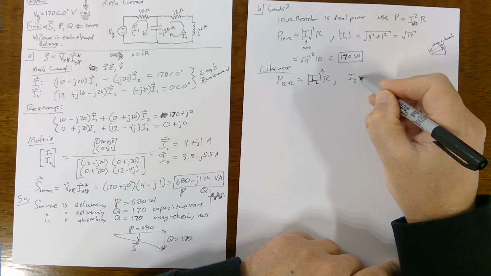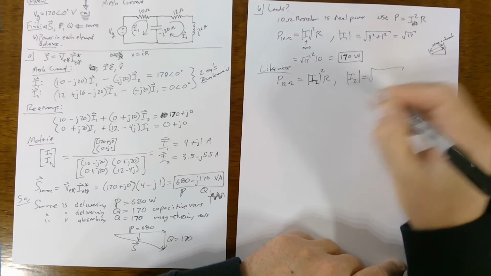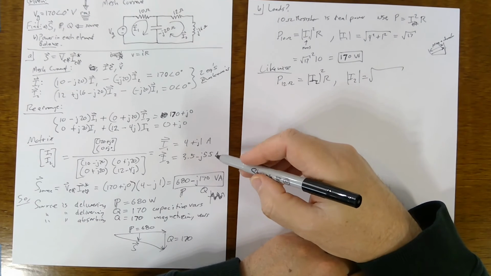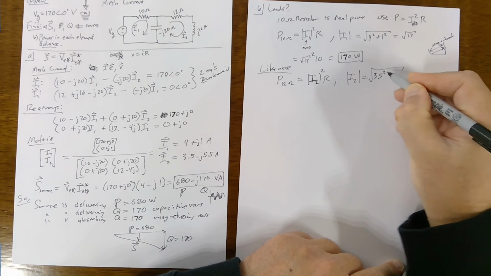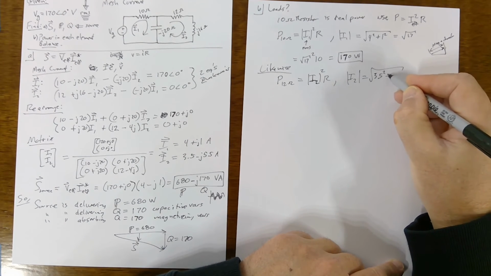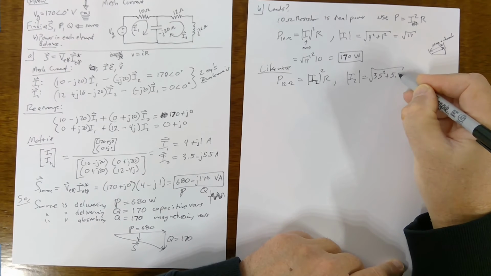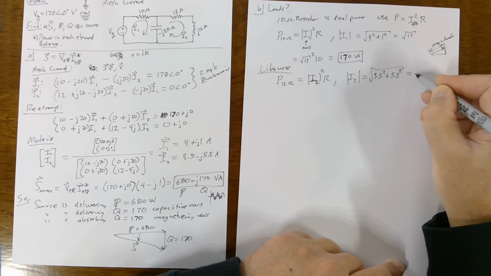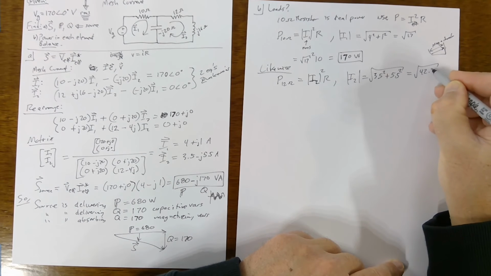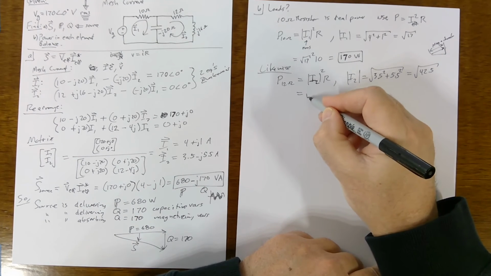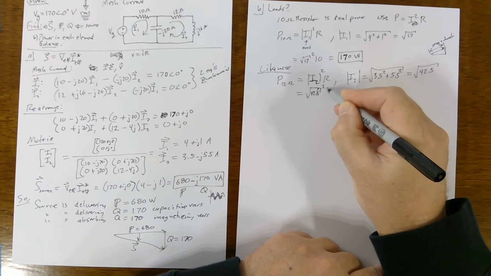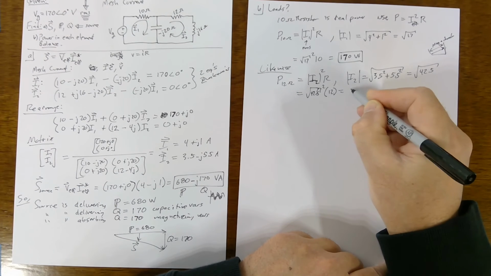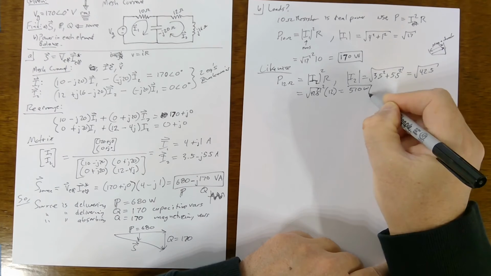So I2 magnitude, once again, we have the rectangular form of this guy. We could calculate the magnitude using Pythagoras. This ends up being root 42.5. So this guy is root 42.5 squared times 12 ohms. Works out to be 510 watts.